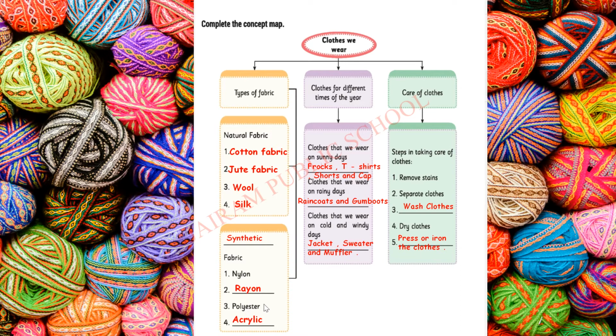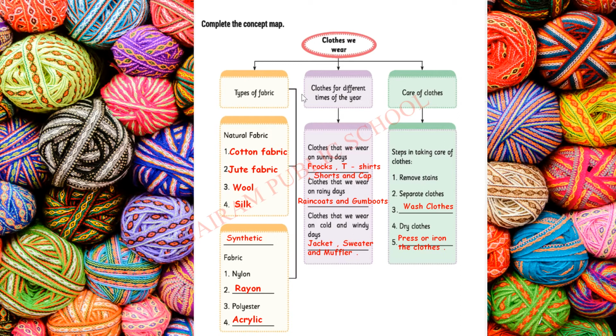Then the third one is polyester and the fourth one is acrylic. Okay, the types of fabric, we have two types. One is natural fabric, another one is human-made synthetic fabric. The natural fabric is divided into four types: cotton, jute, wool and silk. The synthetic fabric is divided into four types: nylon, rayon, polyester and acrylic.